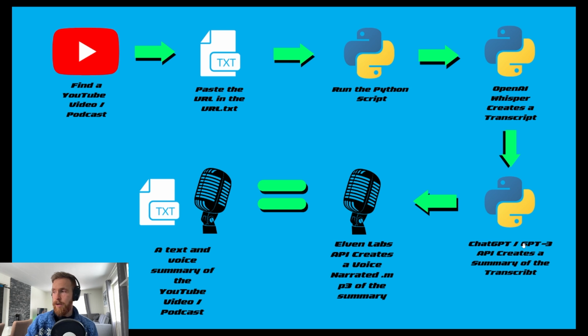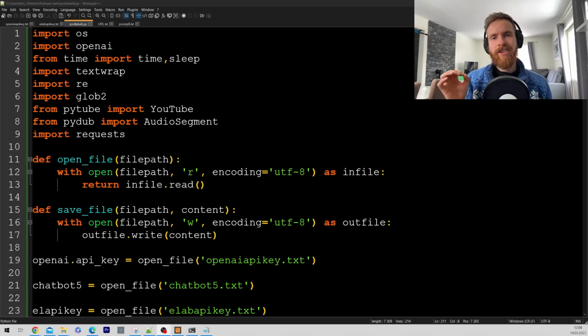Then the ChatGPT or GPT-3 API is going to create a summary of the transcript we created with Whisper. And we're going to use the Eleven Labs API to create a voice narrated MP3 file of the summary we created with ChatGPT API. And then we end up with a text and a voice summary of our selected YouTube or video podcast. Let's just take a quick look at the Python code we are using too.